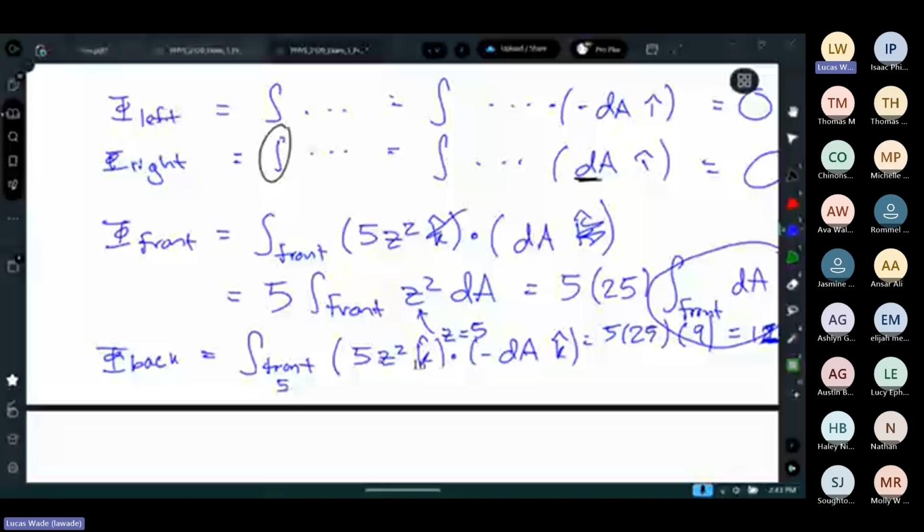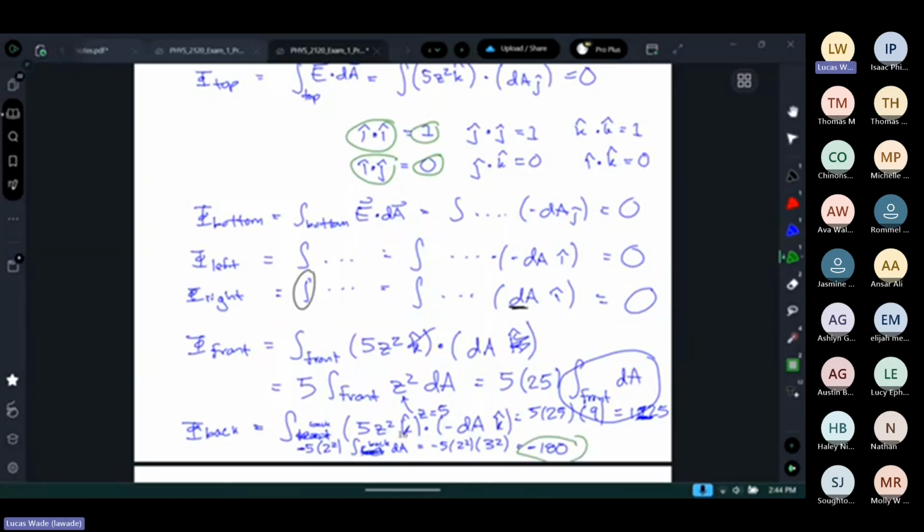So this will be 5, z equals 2, I square it, integral over the back face of dA, and then there's a negative now as well. So that's negative 5, 2 squared, and the area of the back face is still 3 squared, so we should get 36 times 5, 180, negative 180. Look, negative flux through the back face, smaller than what we got through the front face.